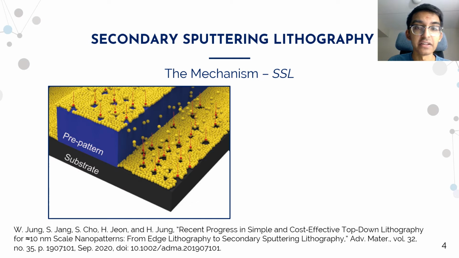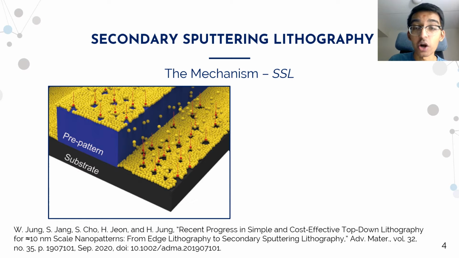In SSL, a pre-pattern is typically fabricated on the substrate before the ion bombardment process. The walls of this pre-pattern act as a sort of template or base for the nanopatterns to form. Once this pre-pattern is fabricated and the ion bombardment process is complete, the particles which are torn off of the substrate will be uniformly deposited on the sidewall of this pre-pattern, as can be seen here.